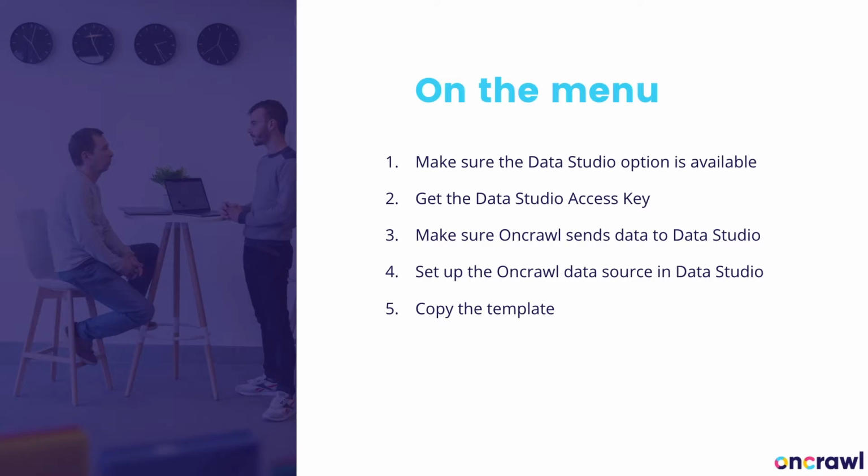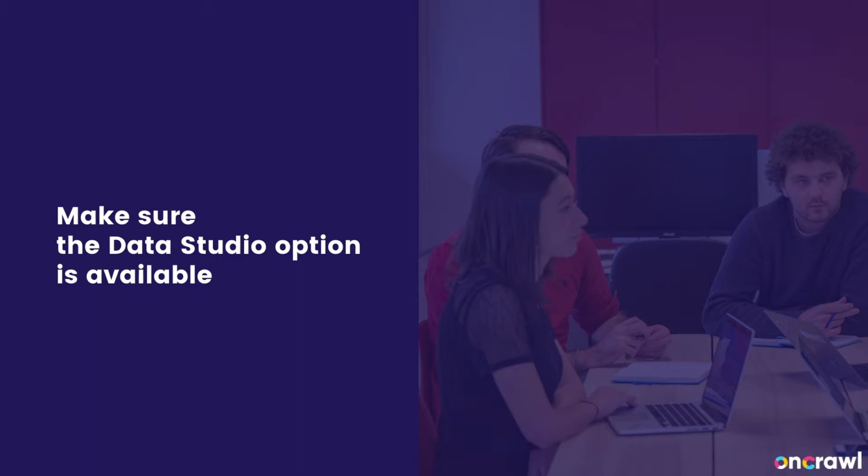First, we'll make sure that the Data Studio option is available. Then we'll get the Data Studio access key, which you'll need to set up the data source in Google Data Studio. We'll make sure that Oncrawl sends data to Data Studio. Then we'll set up the data source in Data Studio, and finally, copy the template. So here goes. We'll start in Oncrawl.